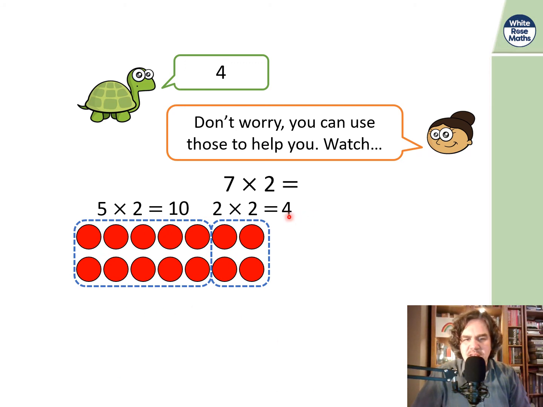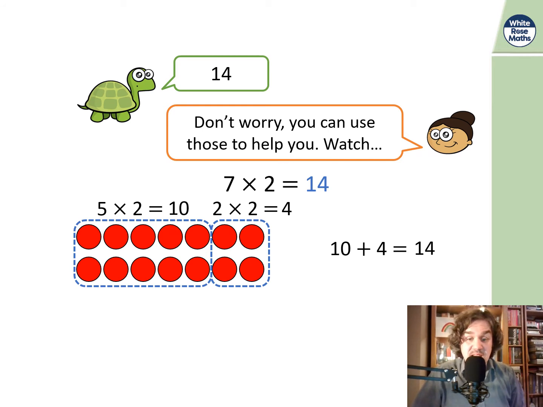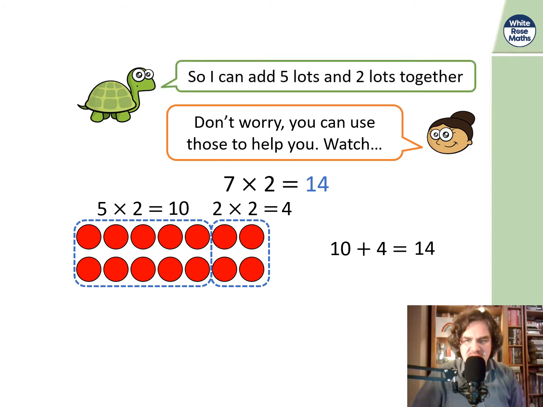Now we need to find the whole by adding 10 to 4. So 10 plus 4 is 14. And 7 times 2 is 14. So here we've only used up to our 5 times table, and we've used partitioning to help us find the answer. So the tortoise realizes that he can add 5 lots and 2 lots together to find his answers in the 7 times table.